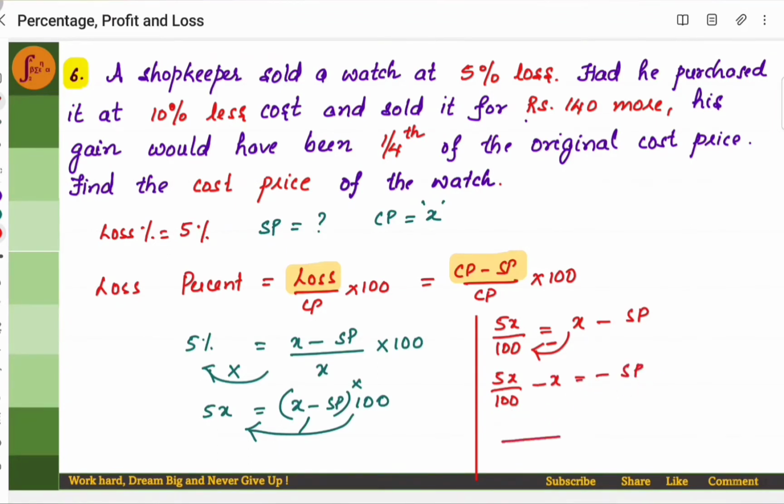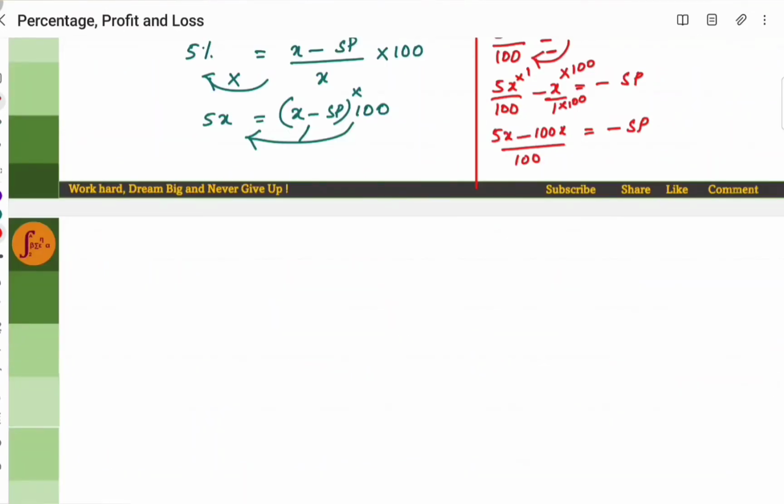Now I'll take 100 as LCM. 100 becomes LCM. So I have to multiply this X by 100, because 1 into 100 is the LCM. So I multiply the numerator with 100. So I'll get 5X into 1 minus 100X is equal to minus selling price. 5X minus 100X is minus 95X by 100 is equal to minus selling price. Minus and minus will get cancelled. So I'll get 95X by 100 is equal to selling price. This is the selling price now.